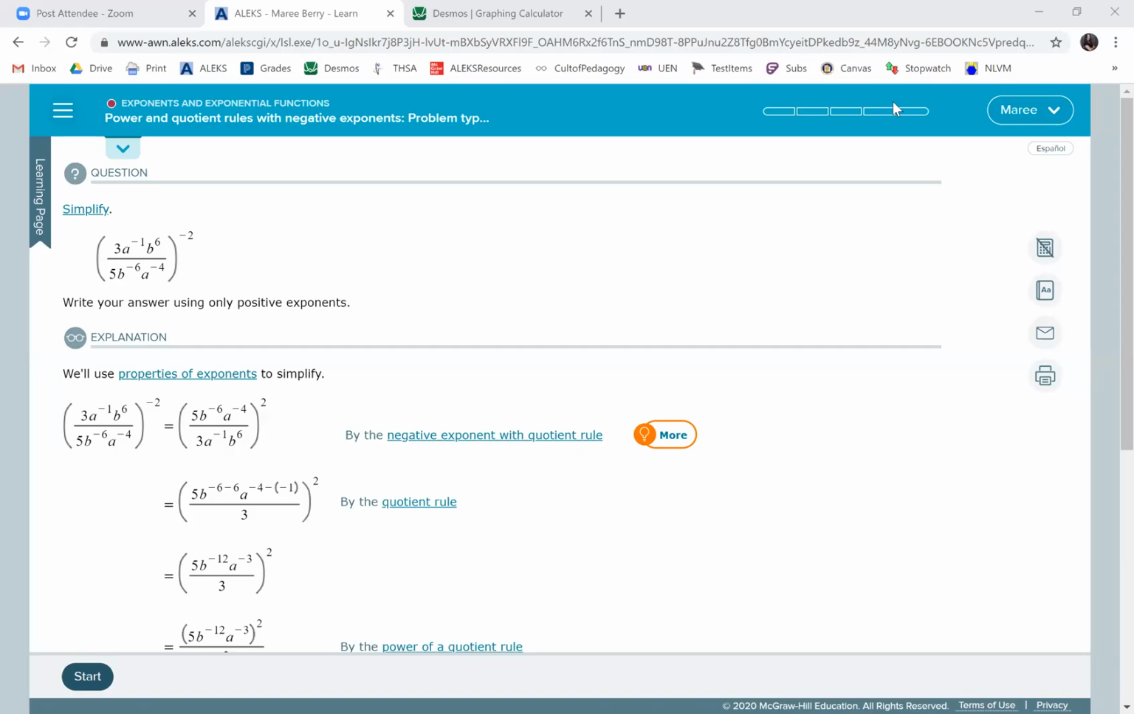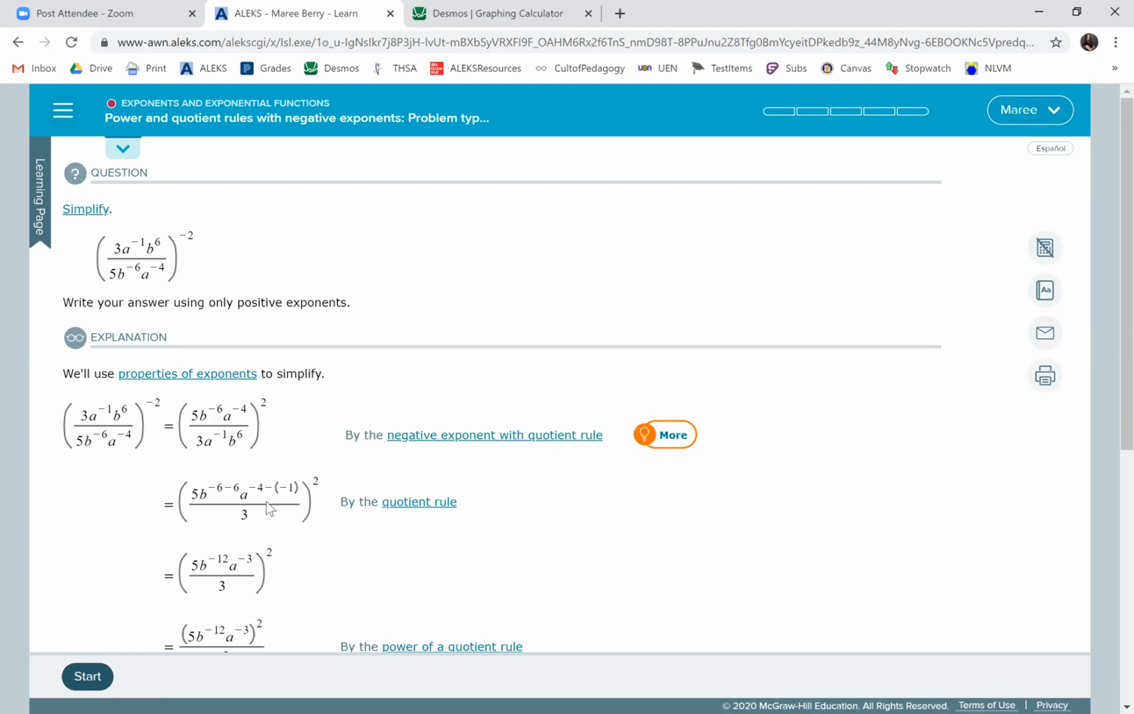Hey, we get to do more exponents and quotients. So cool. So when you see a fraction, and if you have a negative exponent, just flop the two. So do the reciprocal. That's what they did here. They just turned it upside down.